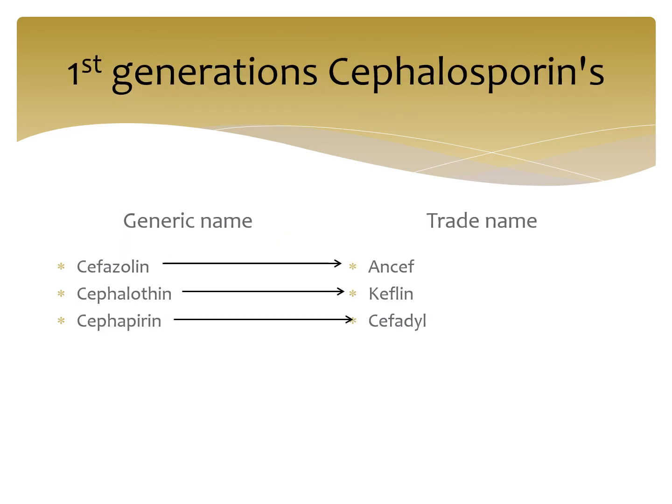So the first generation cephalosporins are best used for treatment of gram-positive infections. They are very good for gram-positive infections except for Enterococcus and MRSA, but other than that, they're pretty good drugs for the gram-positive infections. Some of the generic names you want to be familiar with are cefazolin, cefalothin, and cefapirin. And again, the trade names are Ancef, Keflin, and Cefadol, but you don't need to know the trade names, and you only need to be able to give me a couple examples of the generic names.